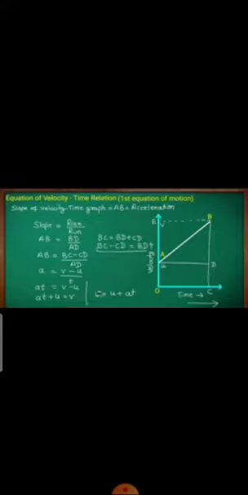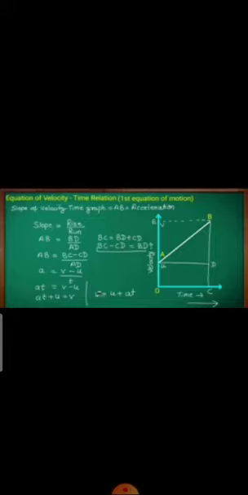Now first, if you see the equation of velocity time relation, the graph is given, the body is moving from O A B D C. Now we'll derive the first equation by the graphical method. If you see, the slope is equivalent to the acceleration. So we can write slope AB equal to BD upon AD.